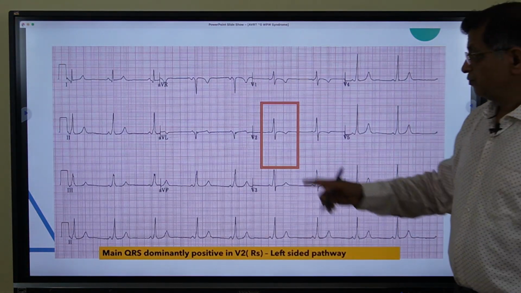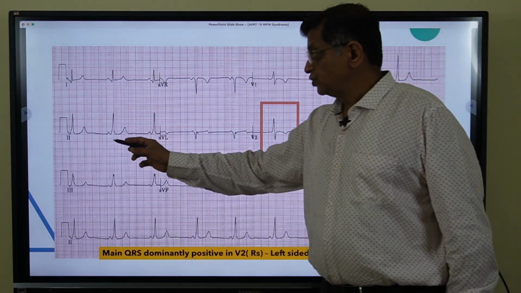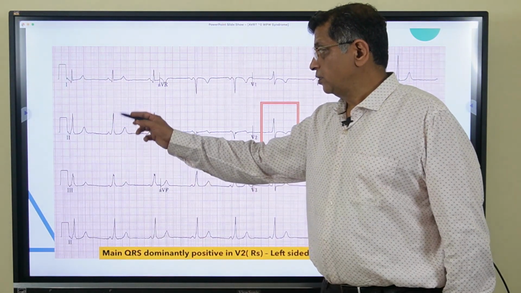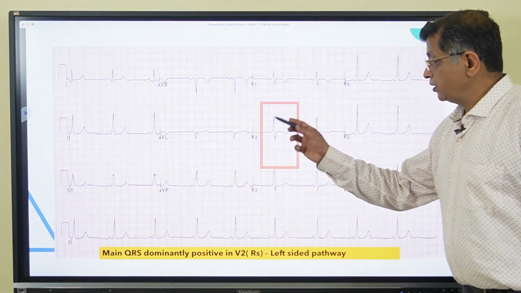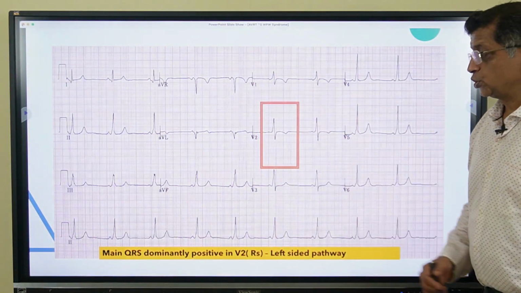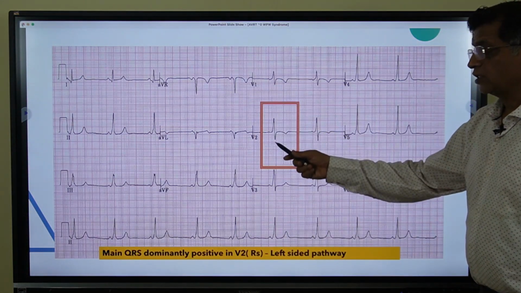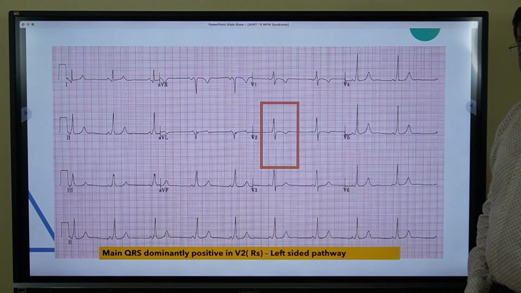Let's see examples. This is a WPW syndrome ECG, P wave normal, short PR interval, typical delta wave. Now in V2 you see a dominantly positive QRS complex. So this is an R, big R, small s pattern. So this appears to be a left sided pathway.